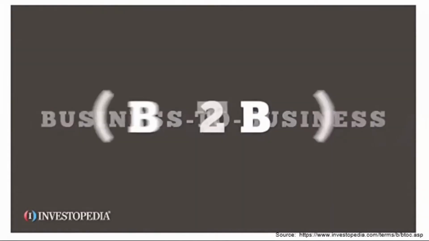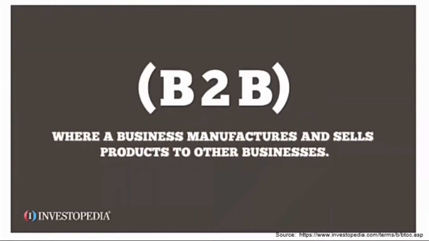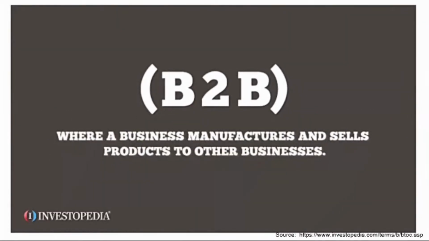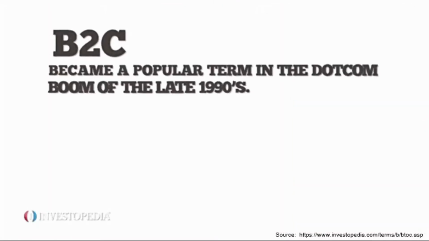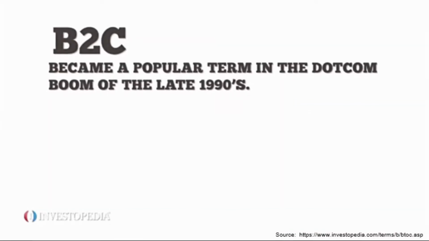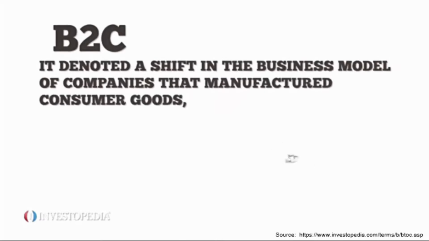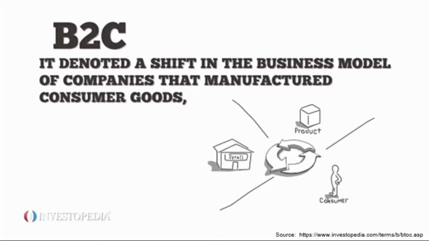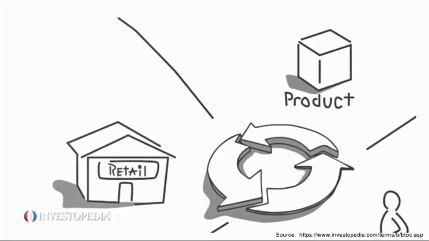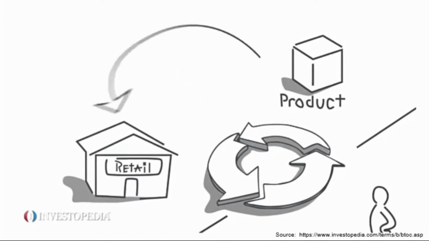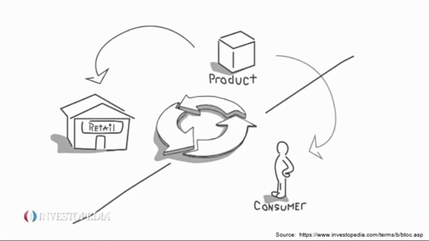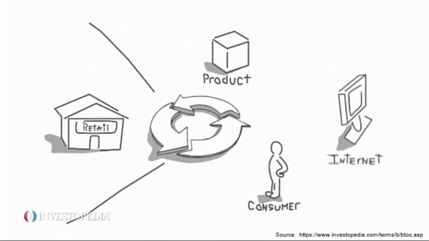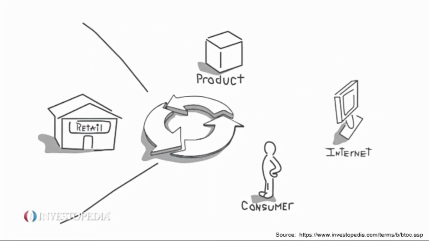This is in contrast to the business to business model (B2B), where a business manufactures and sells products to other businesses. B2C became a popular term in the dot-com boom of the late 1990s. It denoted a shift in the business model of companies that manufactured consumer goods but traditionally had sold them to retailers and not directly to consumers. The shift arose because the internet made it easier for those businesses to reach consumers directly.